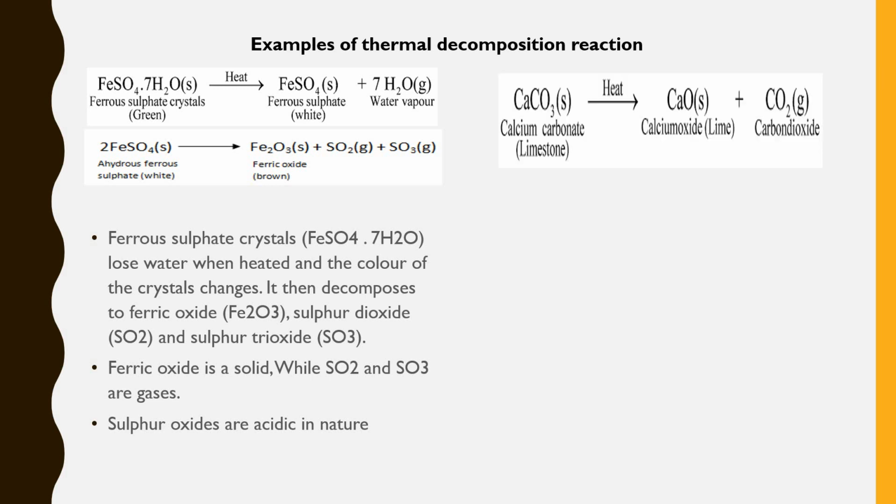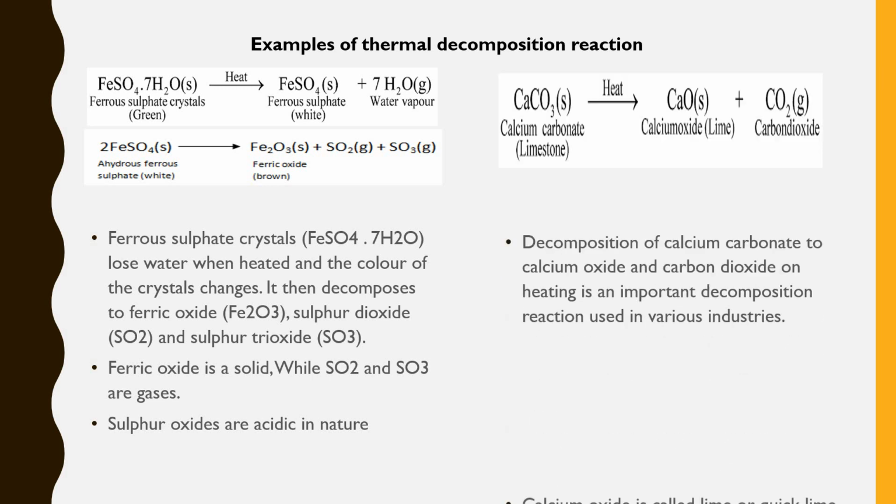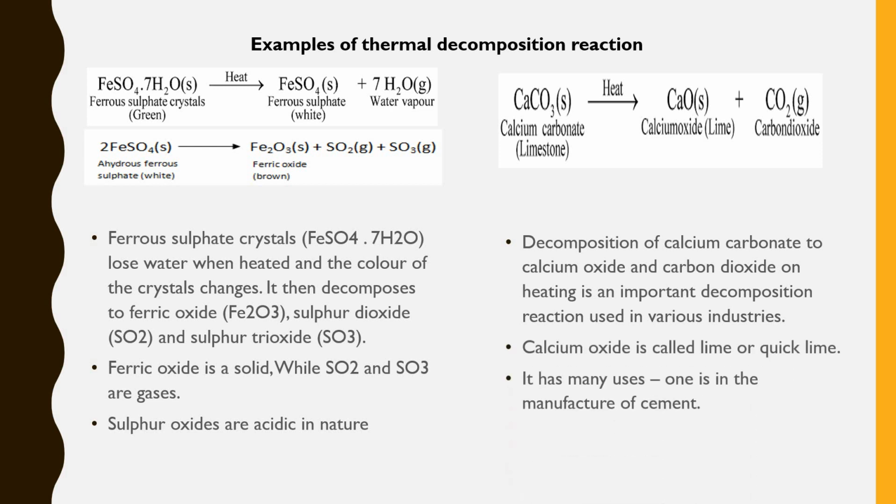Another example is heating of calcium carbonate, which produces carbon dioxide gas, and calcium oxide is formed. Calcium oxide is also called lime or quicklime. It has many uses. One is in the manufacture of cement.